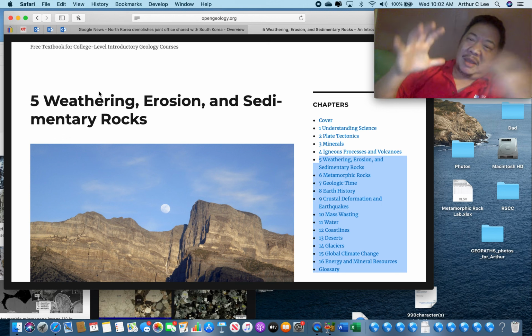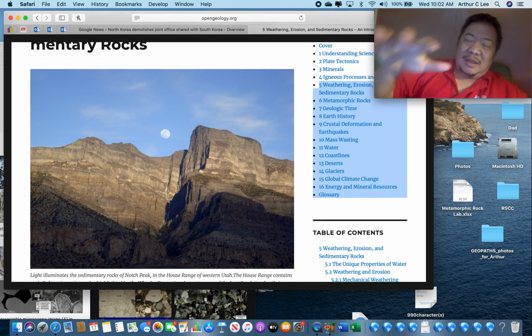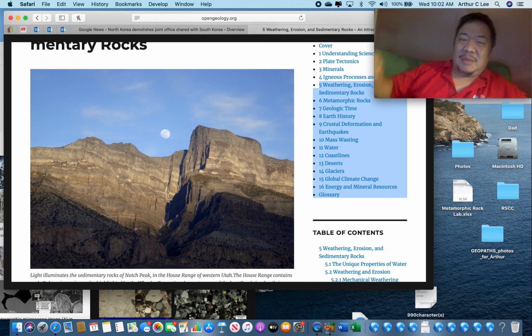So a solid rock like you see here is going to get broken down by the elements, either physically or chemically. And then it's going to be eroded. It's going to be carried away to some other place. And then that sediment is going to get deposited into layers. And those layers we call beds.